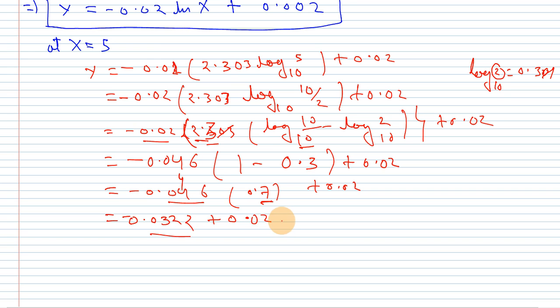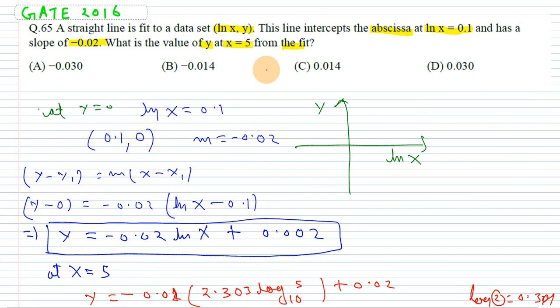So if we solve this, then it will be coming to 0.0302 minus 0.02. If we take 2 decimal points, then it will become 0.03 minus 0.3. So the y value at x equals 5 is coming to be how much?